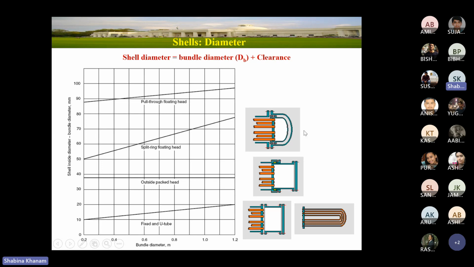Therefore it is called split ring. If you see, this is one ring and another ring is for this shell diameter. But obviously construction wise it is more costly in comparison to external floating head and internal floating head. Internal floating head, pull through floating head we call that also, in which clearance is very high. That is basically the limitation of this, so the value of the clearance will be very high in that case. And in which case which type of heat exchanger you need to choose, we have already discussed in the last class. So in this way you can find out the shell diameter.